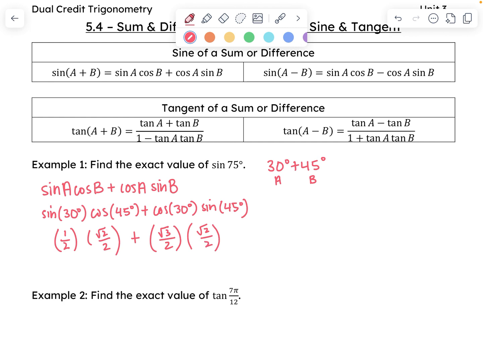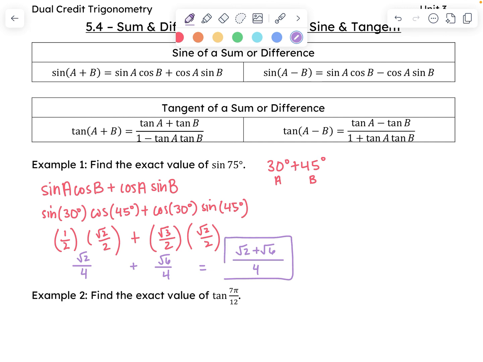I'm going to clean these up a little bit. So if I have 1/2 times root 2 over 2, that's going to be root 2 over 4. If I have root 3 over 2 times root 2 over 2, that's going to be root 6 over 4. And I can write it all together as one fraction like we did last time. Root 2 plus root 6 all over 4. And there we go.